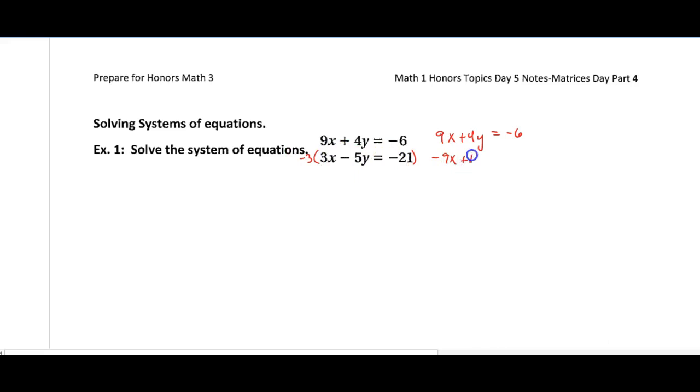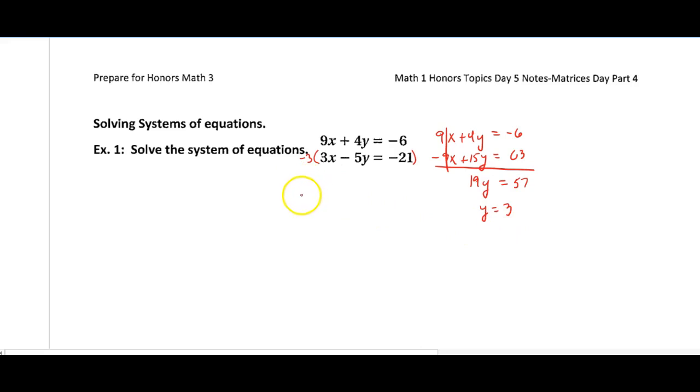Then plus 15y equals, that's going to give you 63. Now, when you add these two equations together, 4y plus 15y is 19y. It ends up equaling, what is that going to be? Negative 6 plus 63 is 57. And when you divide by 19, you're going to get y is equal to 3.